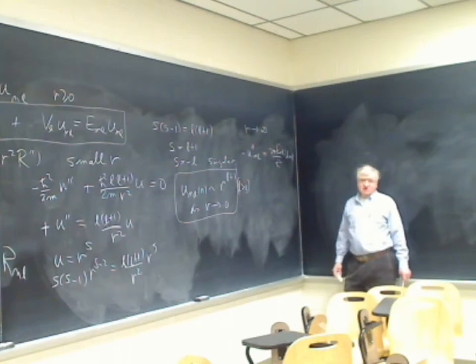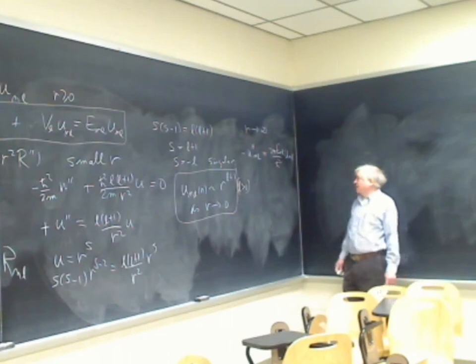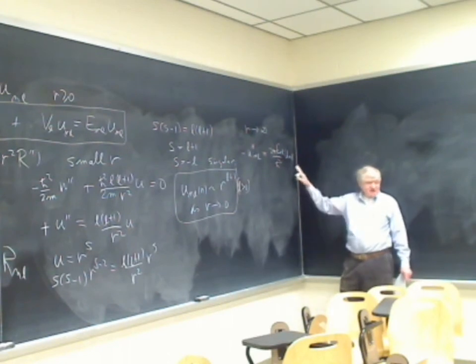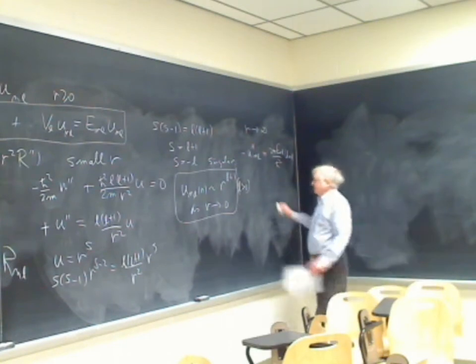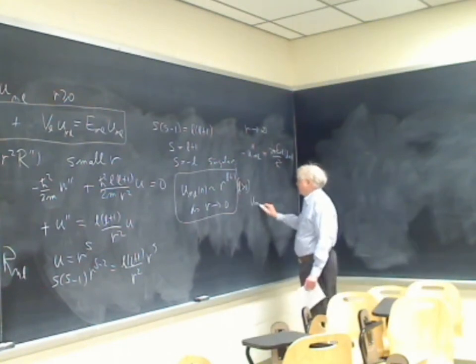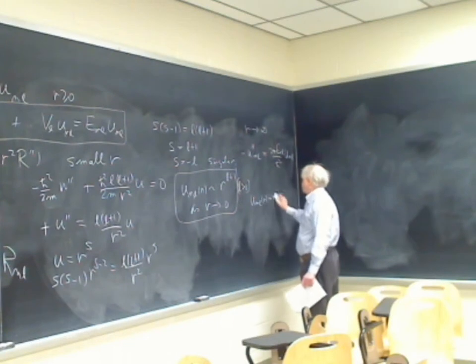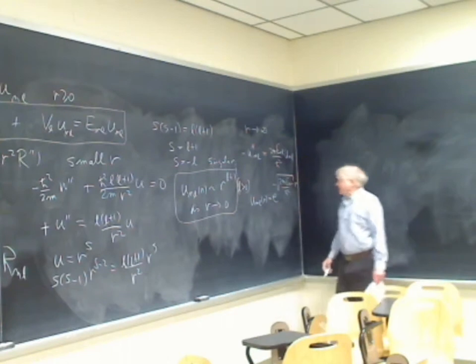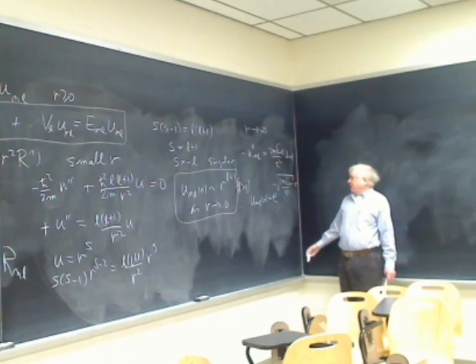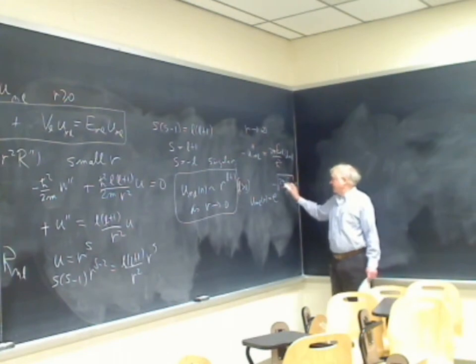There are simple solutions to this. There are, of course, two solutions. One is a growing exponential, one is a decaying exponential. The growing exponential is crazy because it's just completely unnormalizable. And so the solution is u sub nl of r is e to the minus square root of 2m E sub nl over h bar squared, all that times r. So then you differentiate once, and, well, sorry, there's a minus sign in here.